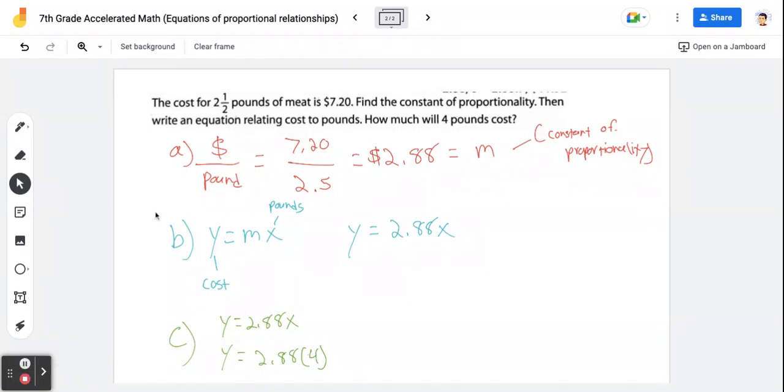And when I multiply those values, I'll put a little arrow, y is equal to $11.52. So how much will 4 pounds cost? I could write out 4 pounds will cost $11.52. And there it is, equations of proportional relationships and how to use them.